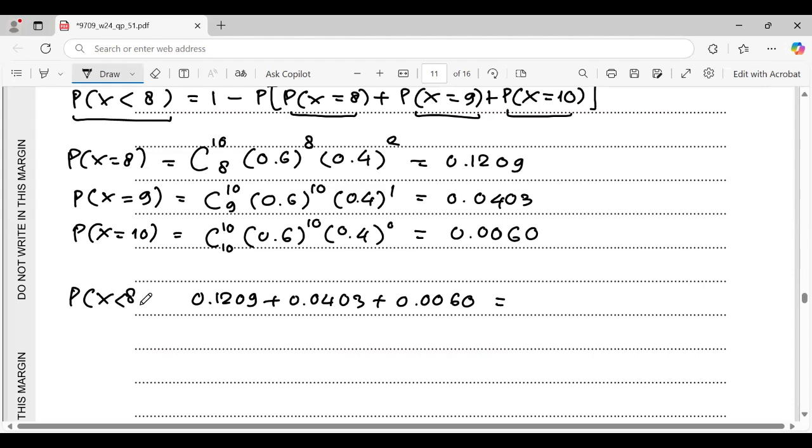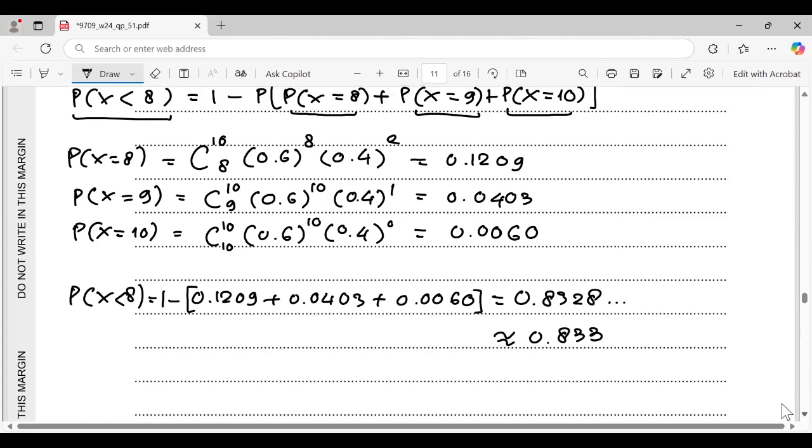X less than 8 equals 1 minus. So it's going to be 1 minus this. I have calculated this already, and then equals 0.8328, or it is 0.833. Next question.